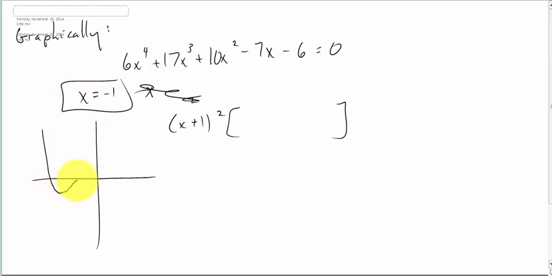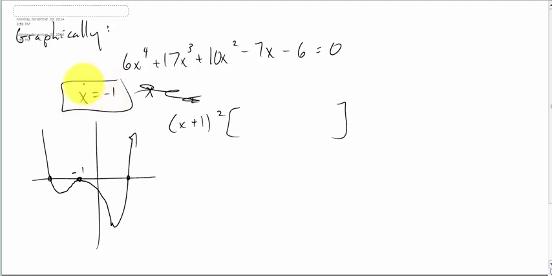My graph looks something like that. This was -1. I have these. If I can read all of the zeros that I'm expecting off the graph, great. But sometimes some of the roots are going to be irrational. So let's look at how to deal with that. It's not too bad.